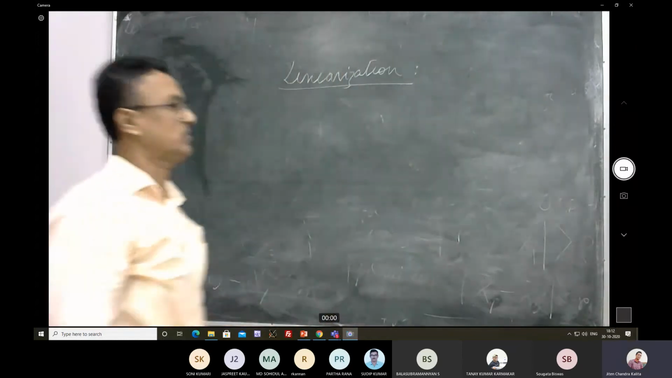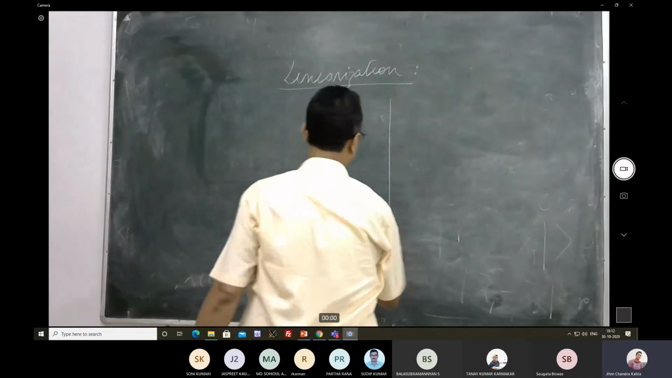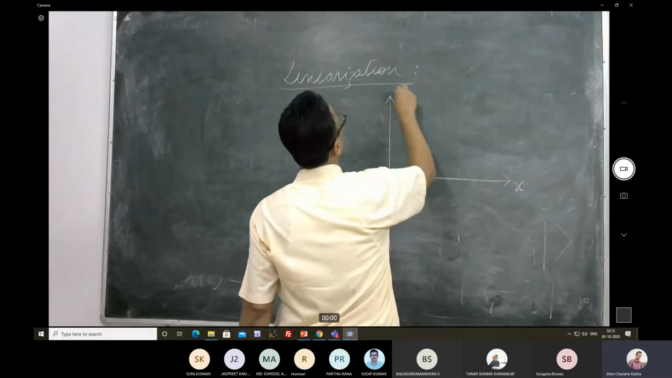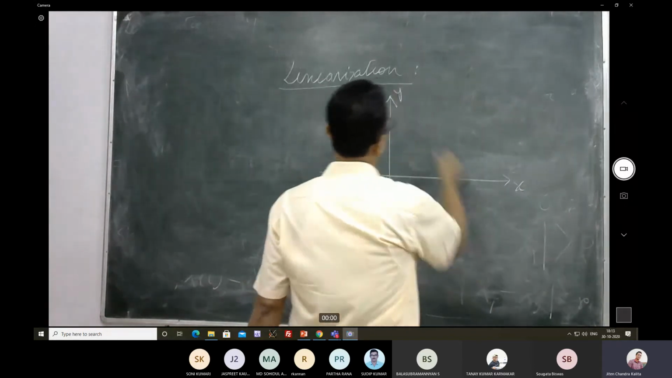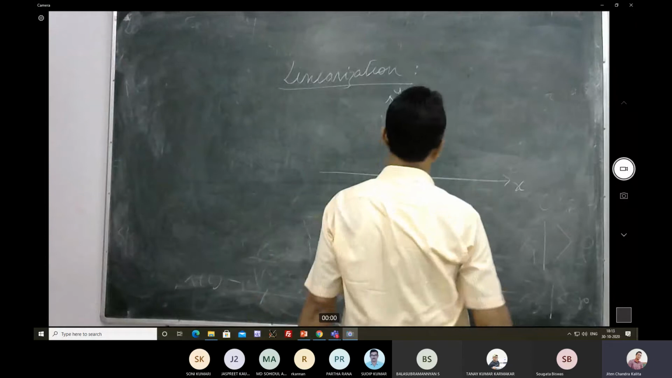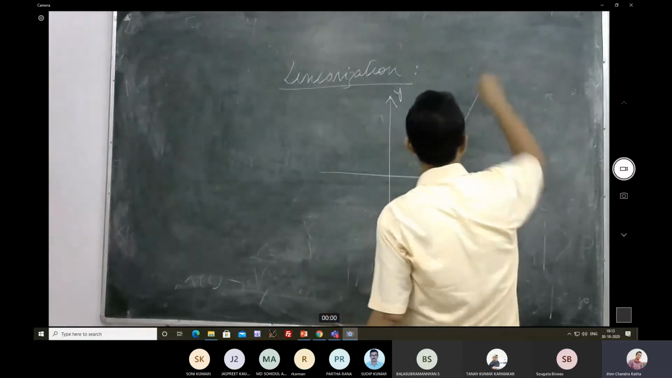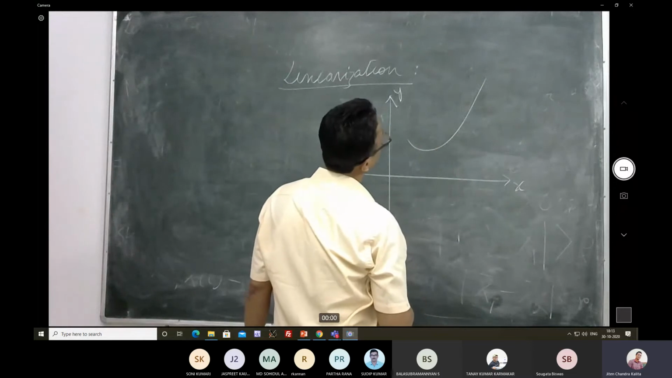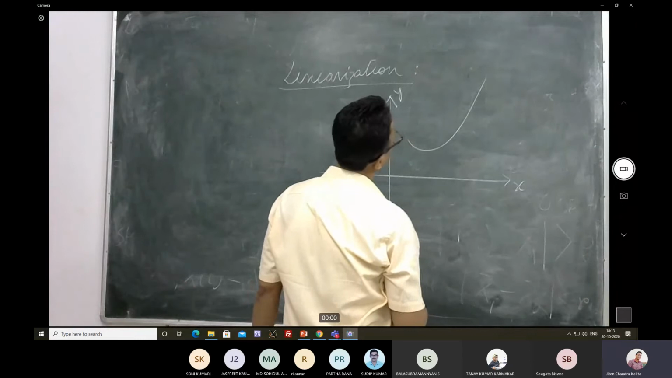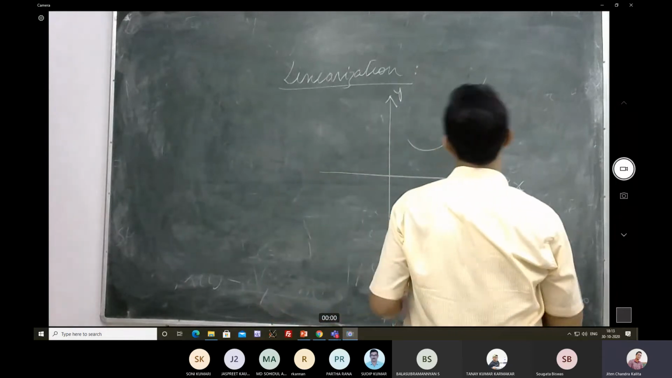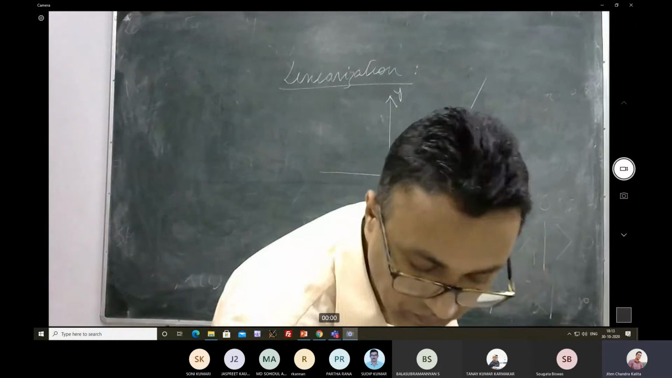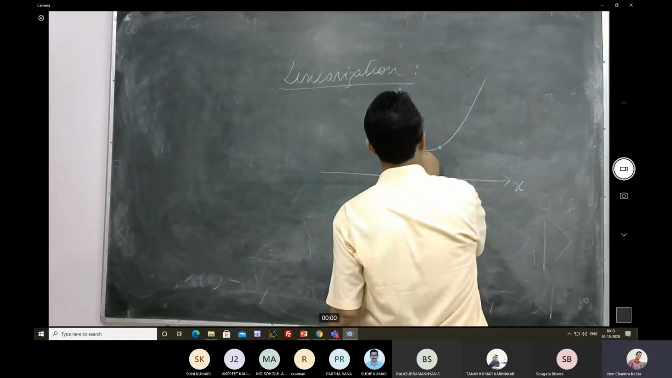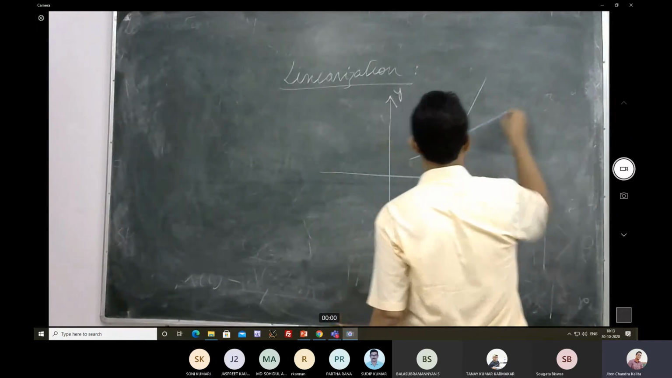Okay, what is linearization? Suppose I am considering a function of one variable, where y is my dependent variable and x is the independent variable. And suppose I am considering the graph of the function. Then suppose I am considering this point, and I am drawing a tangent to it.